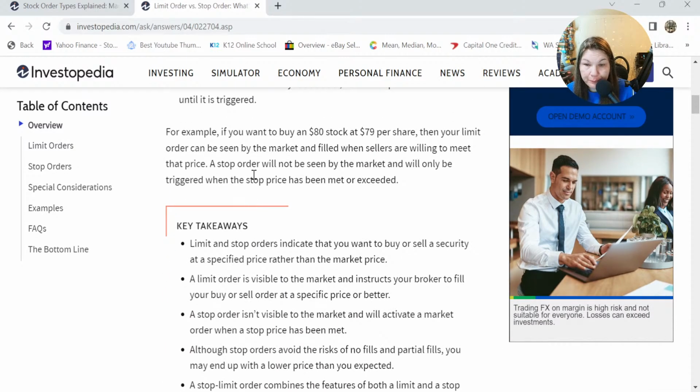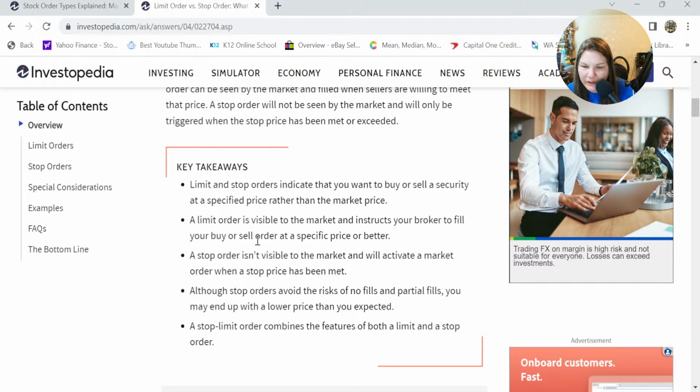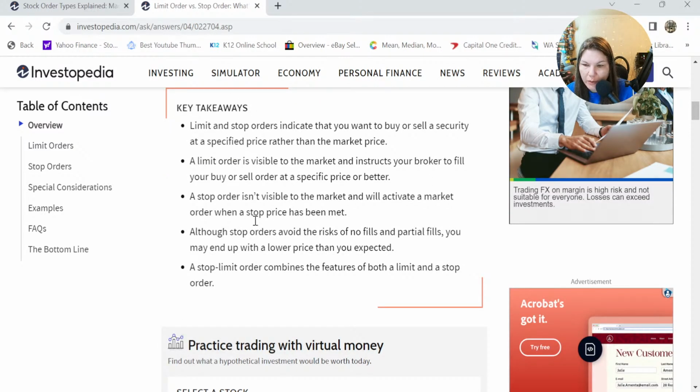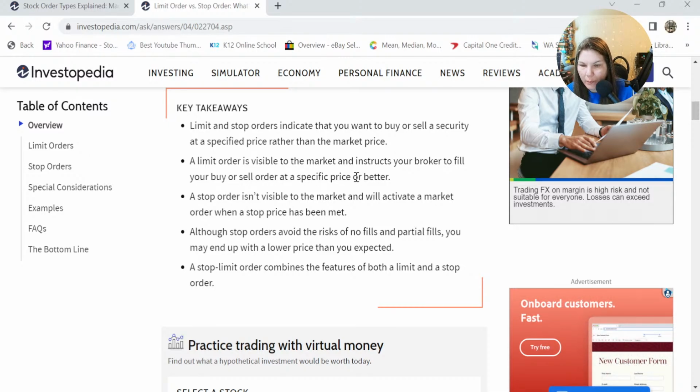For example, if you want to buy an $80 stock at $79 per share, then your limit order can be seen by the market and filled when sellers are willing to meet that price. A stop order will not be seen by the market and will only be triggered when the stop price has been met or exceeded. Limit and stop orders indicate that you want to buy or sell a security at a specified price rather than the market price. A limit order is visible to the market and instructs your broker to fill your buy or sell order at a specified price or better.